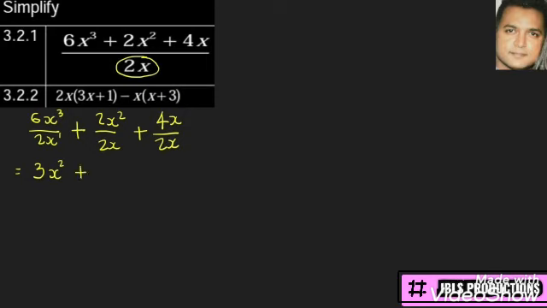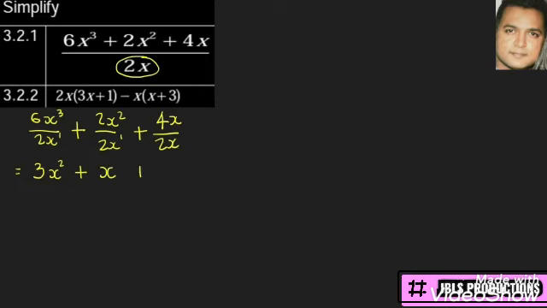Right, let's look at the next one. 2 divided by 2 is 1. We don't have to write that down. And then we have x squared over x to the power 1. So 2 minus 1 is 1, but my bigger exponent is on the top, so it stays on the top, x to the power 1.